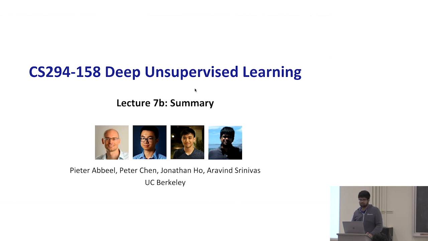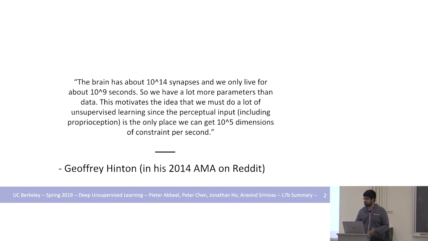Cool. So I'll try to give a summary of the course next. We've seen enough self-supervised learning, unsupervised learning, generative models. We started off with this course, like when Pieter presented the slide in the beginning, and we're still only scratching the surface. 10 to the power 14 synapses is 100 trillion. And the largest model so far is, I would say, GPT-2, at 1.5 billion parameters. So we're not even close here.